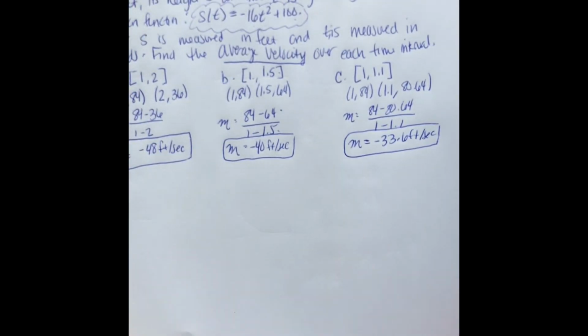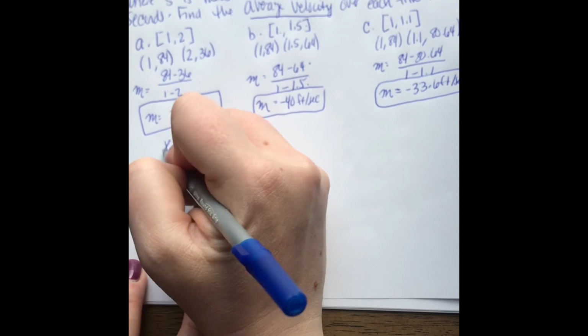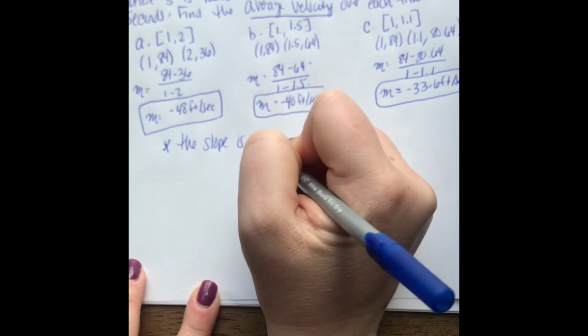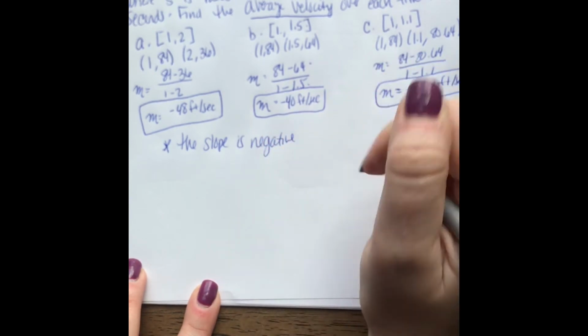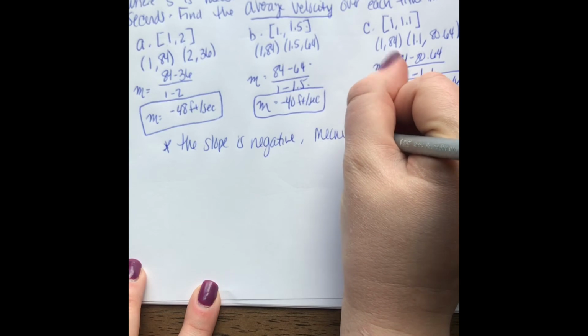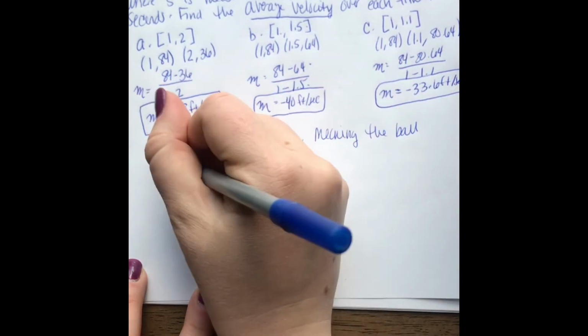Sweet. So what this is saying, the slope is negative, meaning the ball is moving downward.